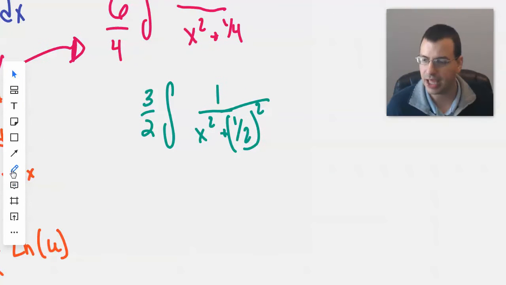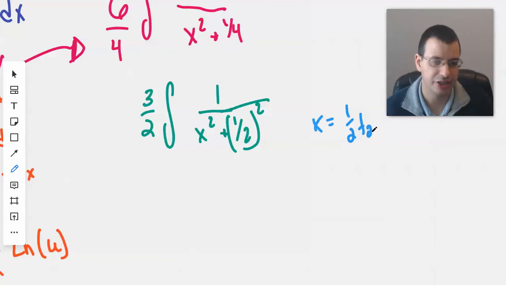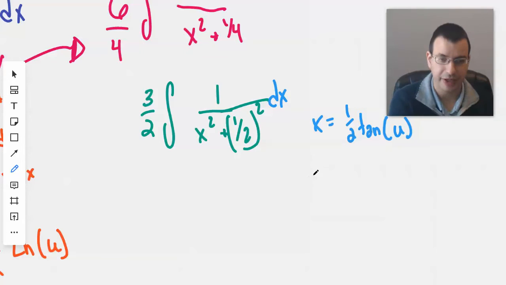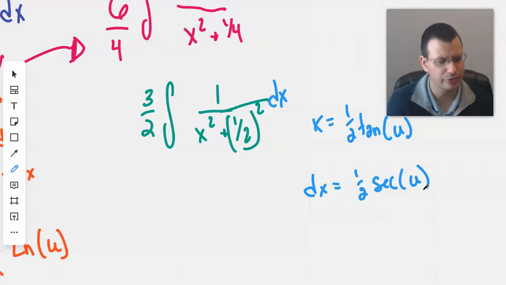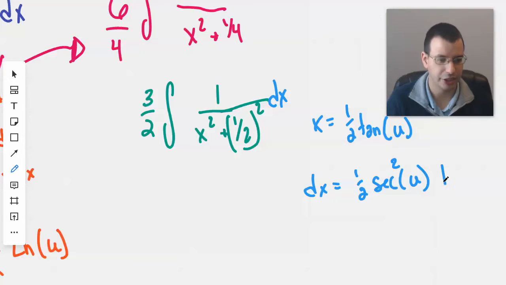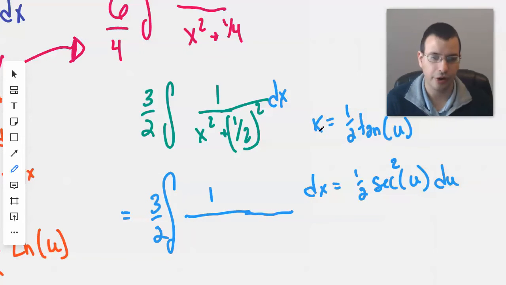Okay. Hop, hop, and blue. So x equals 1/2 tangent of u. And then I think there's a dx up here probably. And then dx equals 1/2 secant squared of u du, because the derivative of tangent is secant squared. So we have 3/2, 1 over, make this a little bit bigger, make that an integral.